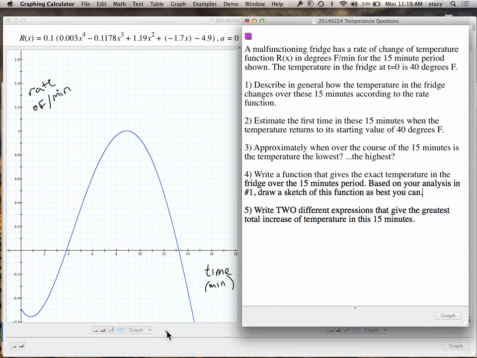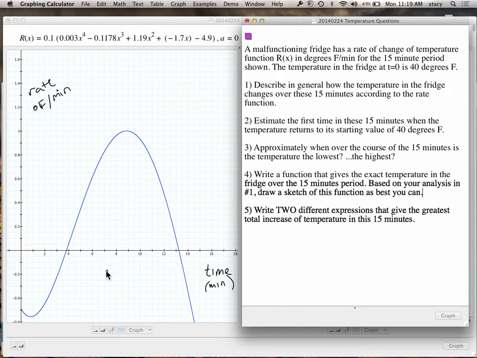Oh, no, right? Because this is the rate function. So the fact that it goes down and then up has nothing to do with the temperature increasing or decreasing. Instead, we focus on the fact that the rate of change is negative here. So from 0 to almost 4 minutes, what is the temperature doing? It's decreasing because the rate is negative. And then the rate is positive, so the temperature is going to increase from about 4 minutes to about 13 minutes. And then for the last 2 minutes, it's decreasing again.